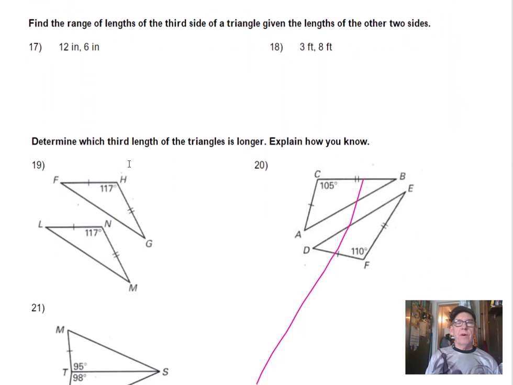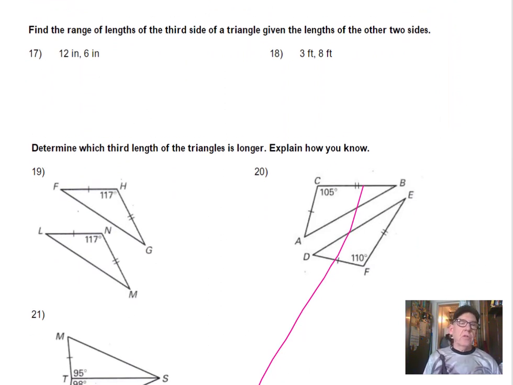Find the range of lengths of the third side. So we can do inequalities with these. If we're given two sides, the third side has to be in between the sum and the difference of these. So 12 and 6 is 18. 12 take away 6 is 6. The third side, let's just call it S, has to be bigger than 6 and less than 18 units.